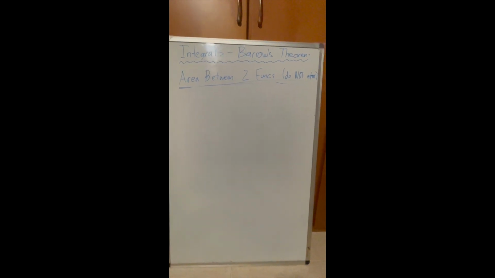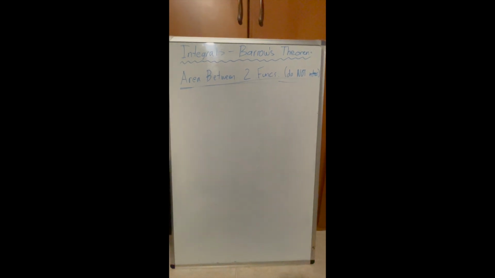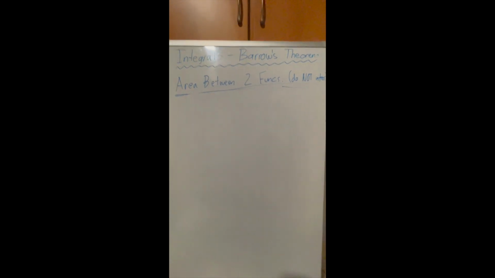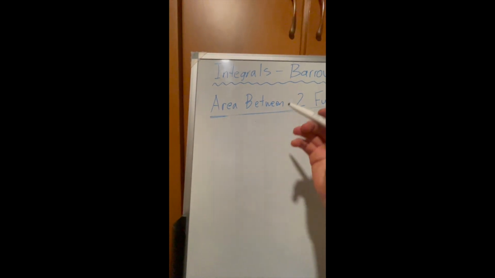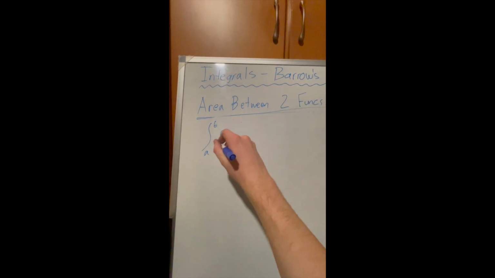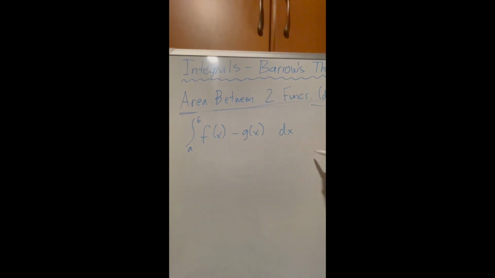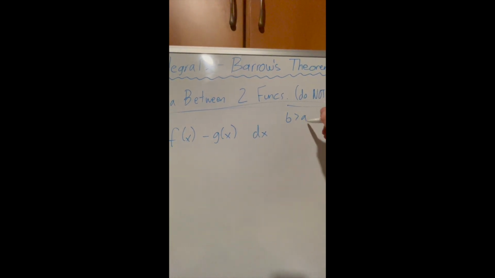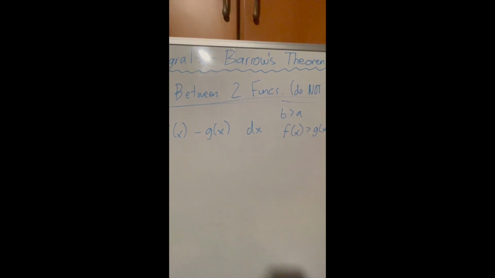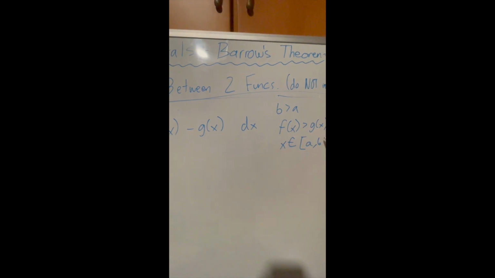In today's video, we're going to be continuing to look at the area between two functions that do not intersect between 2 points. So let's get right to it with the first exercise. Let's write the formula first. Upper limit b, lower limit a, f of x minus g of x dx, where b is greater than a and where f of x is greater than g of x for all x's between a and b.